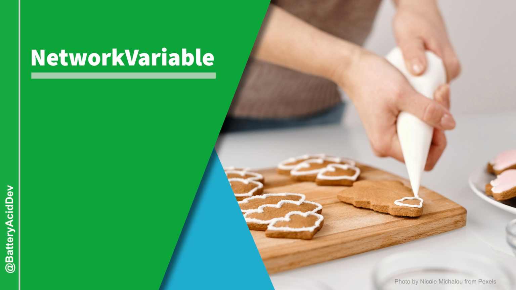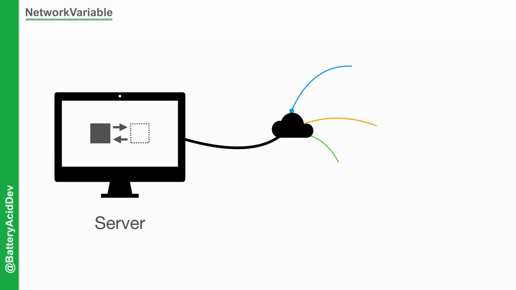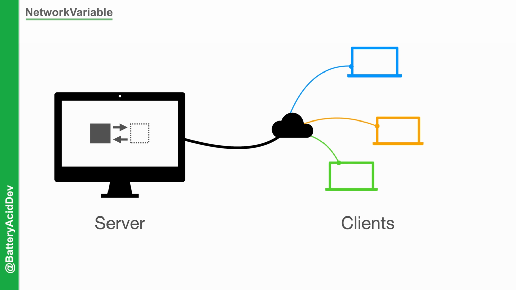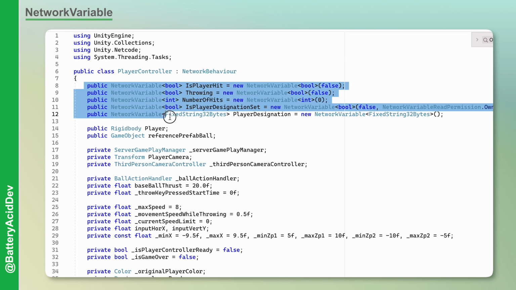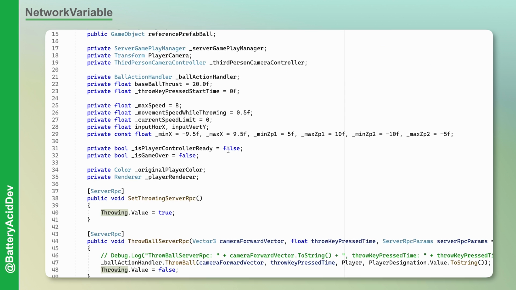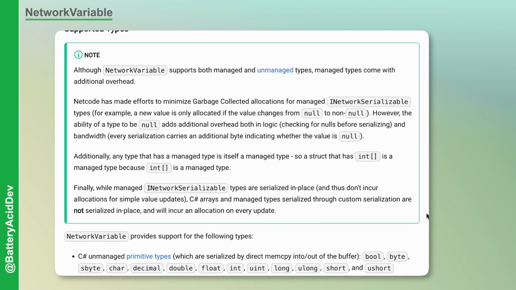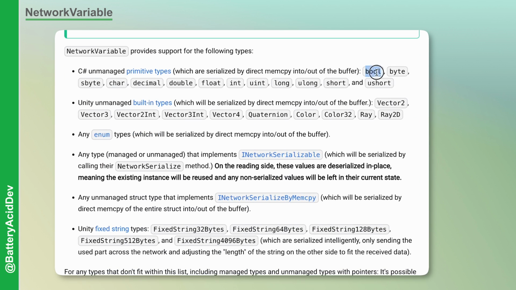Let's take a look at NetworkVariable. The NetworkVariable is used to synchronize a property between a server and clients without having to send a message or make a RPC function call. Here are some examples of what they look like. Since they are wrapper classes, you must specify the type during initialization and also use the value property to access the variable's value. There are some limitations to what can be synced with a NetworkVariable, but most types you would need are supported out of the box, like bool, string through their fixed string types, and even Vector3.